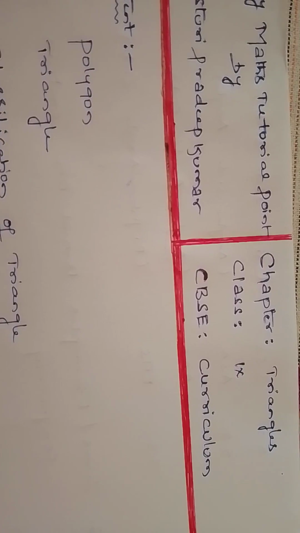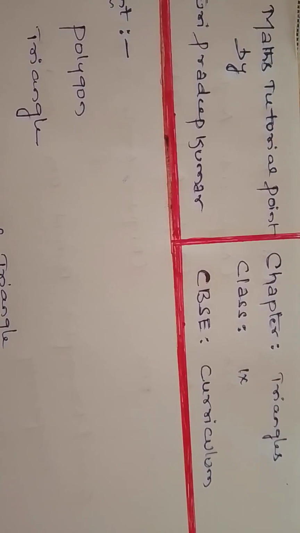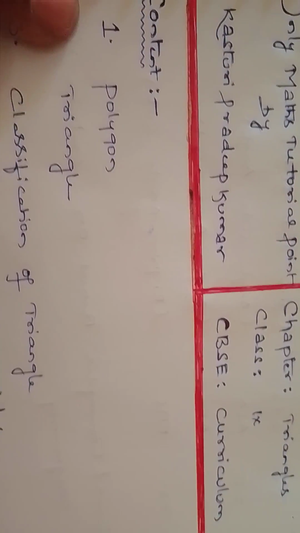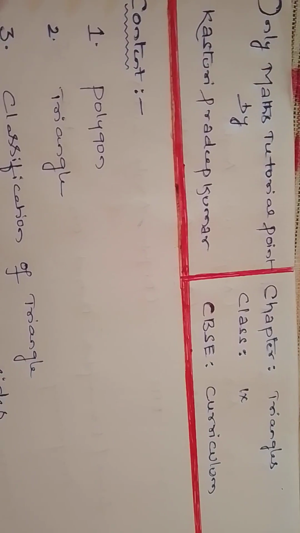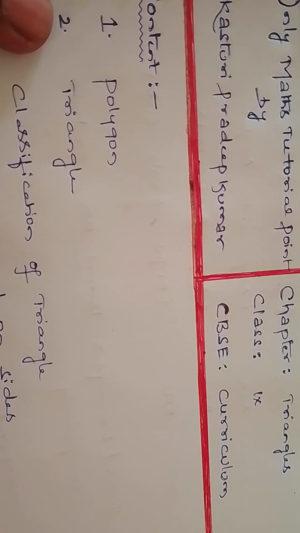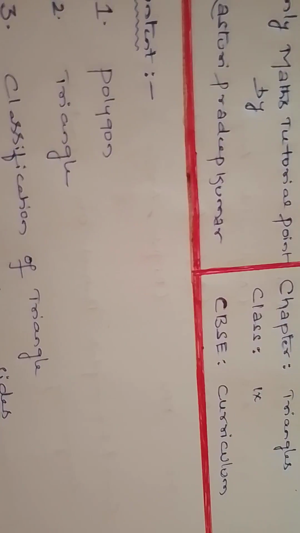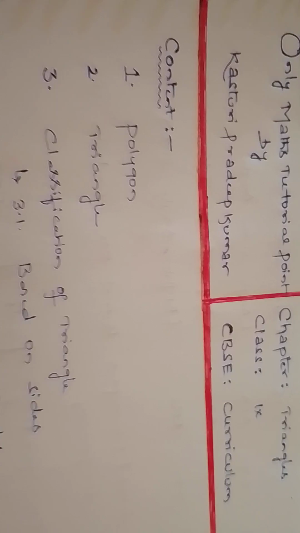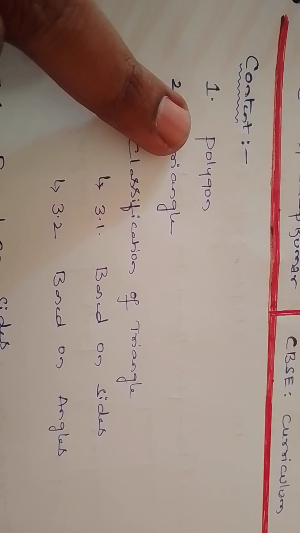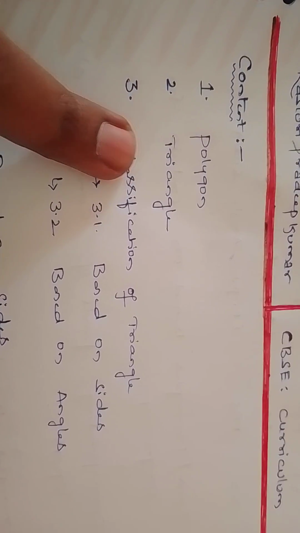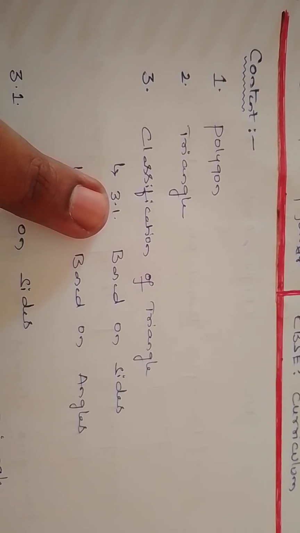Today we are going to discuss the chapter Triangles, class 9th of the CBSE curriculum. In this video I am going to give the content of Triangles, whatever the topics and subtopics that we are going to discuss in the chapter Triangles. I mentioned all these. So the first topic is what is a polygon, the second is triangle, and the third is classification of triangles.